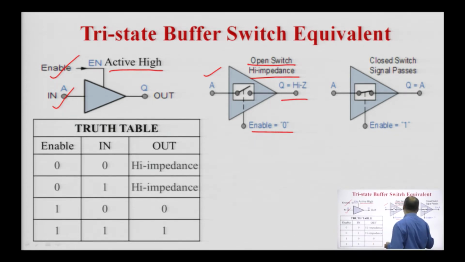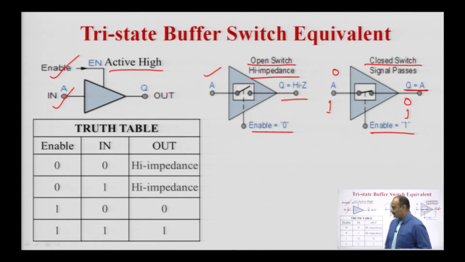But when the enable is 1, this is nothing but the appropriate logic we apply to this tri-state buffer. When the enable signal is 1, it acts as a closed switch, so it passes the input to the output. See here, the output Q is equal to A, which means if we apply A as 0, the output is 0, and if we apply A as 1, we get the output 1.